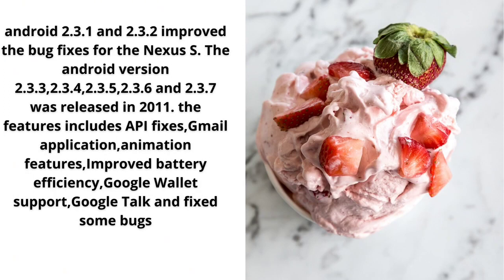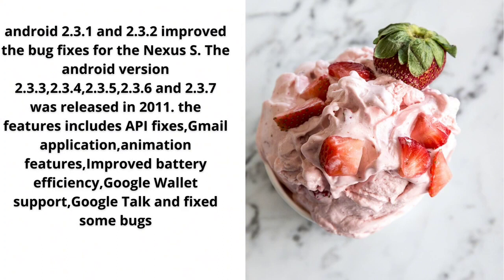Android versions 2.3.3, 2.3.4, 2.3.5, 2.3.6 and 2.3.7 were released in 2011. The features include API fixes, Gmail application, animation features, improved battery efficiency, Google Wallet support, Google Talk and fixed some bugs.